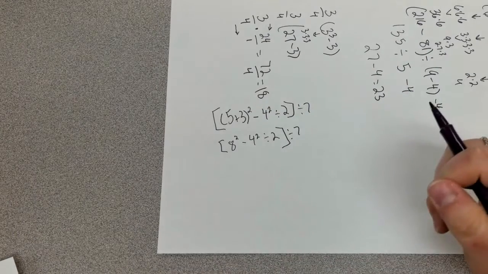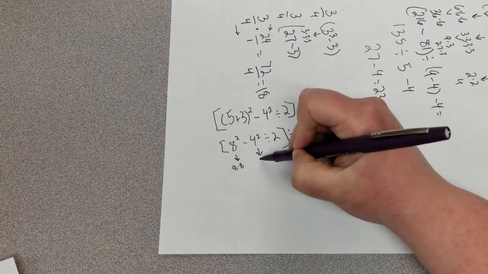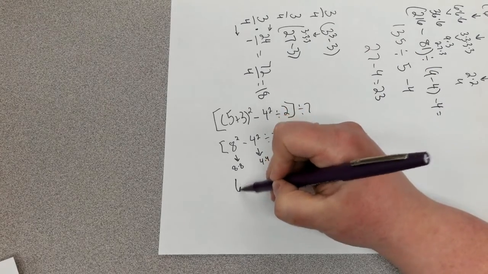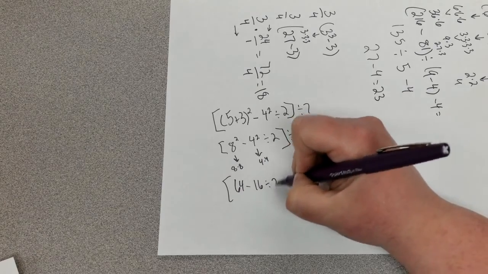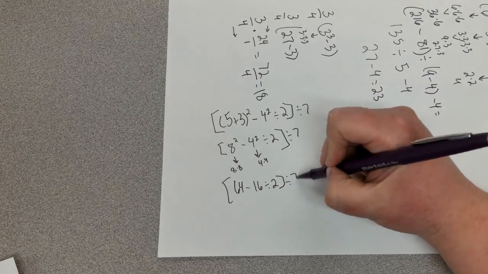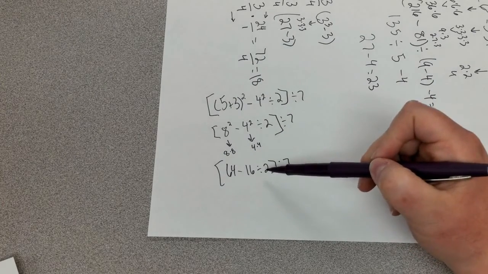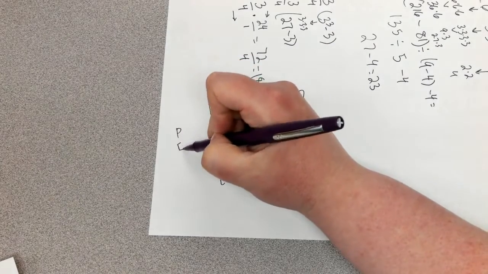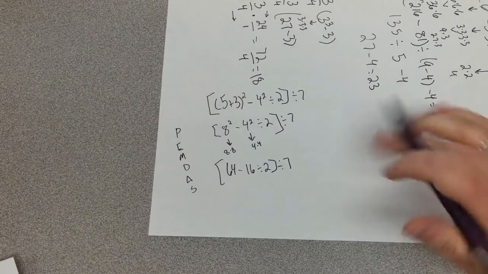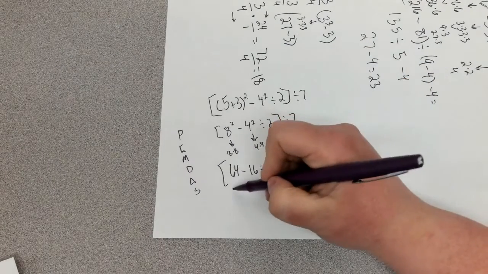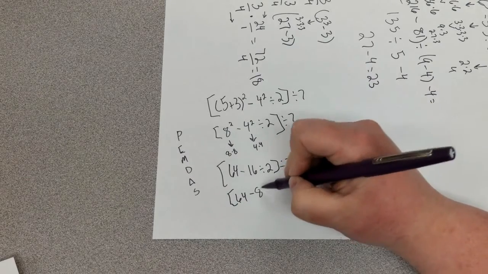All right, now I have some exponents inside the brackets that I'm going to do. 8 to the second is just 8 times 8. 4 to the second is 4 times 4. So now I have 64, keep my bracket, minus 16 divided by 2, divided by 7. All right, so order of operations. The subtraction is written before the division, but if I think about PEMDAS, division comes before subtraction. So I'm going to do this division part first right here. So I'm going to keep 64 minus, and then I'm going to do 16 divided by 2, which is 8.